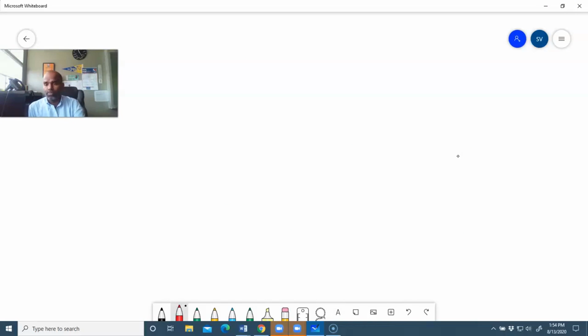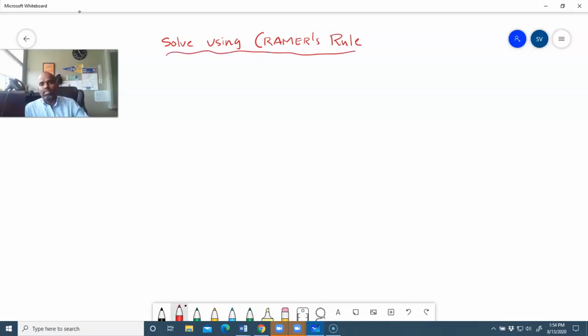To find the solution, I am actually trying to write a question. Solve using Cramer's rule. The system is this: 2x plus 3y equal to 11 and x plus 2y equal to 6.